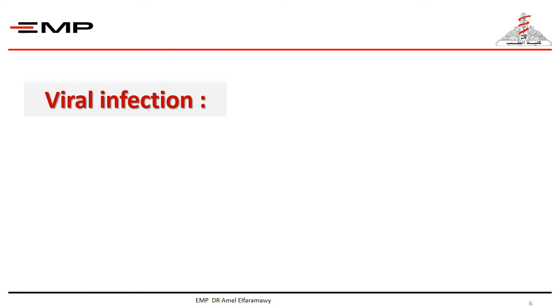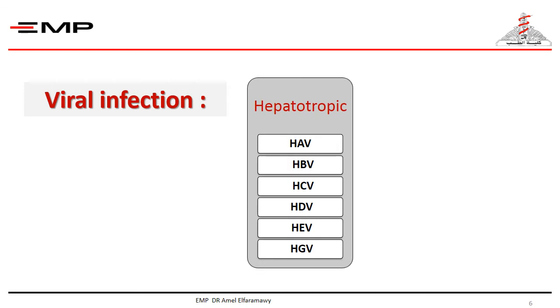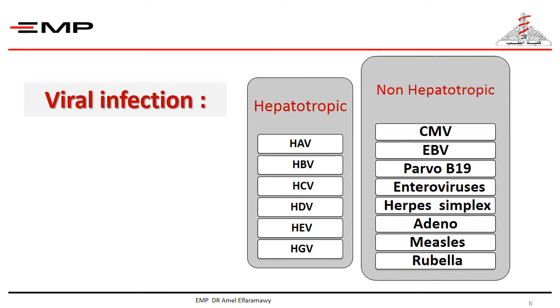Viral infections are the most common causes of hepatitis. It may be due to hepatotropic viruses, which are viruses with special affinity to the liver. They are from A to G. Viral hepatitis is considered a major global health problem. Or it may be due to non-hepatotropic viruses, which are basically causing systemic illnesses in which the liver may be involved, as in infectious mononucleosis caused by Epstein-Barr virus or cytomegalovirus.